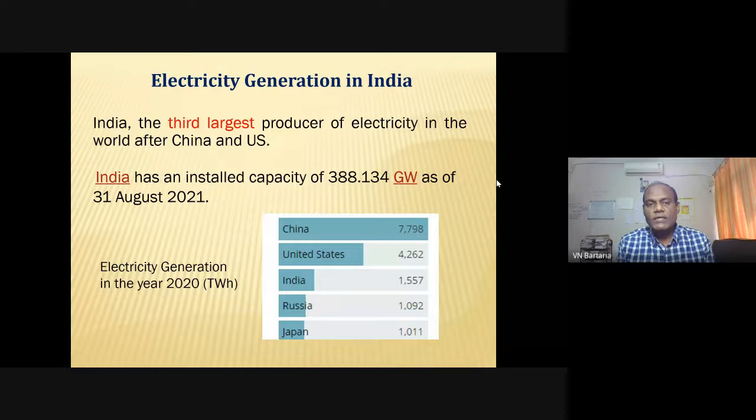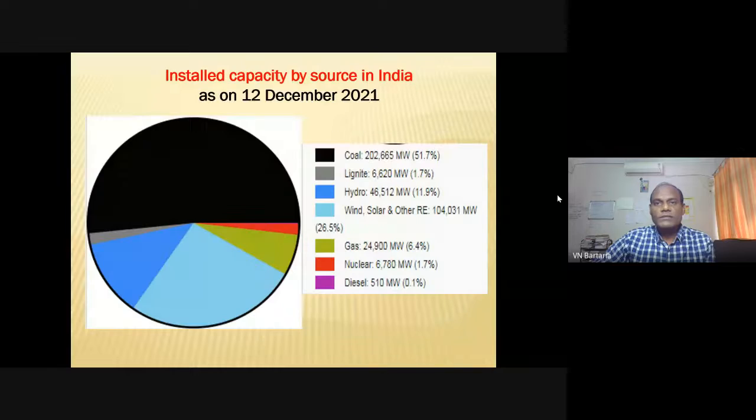Electricity generation in the year 2020, as per the records. We can see that we are at the third place in the generation of electricity. Also, we are a good consumer. If we see the consumption of electricity in India, we are also consuming good electricity to fulfill our requirements, human needs, and human activities.